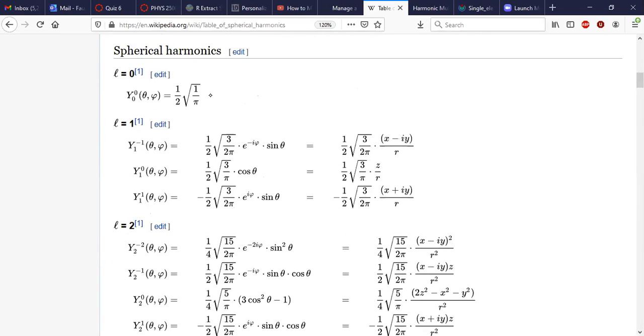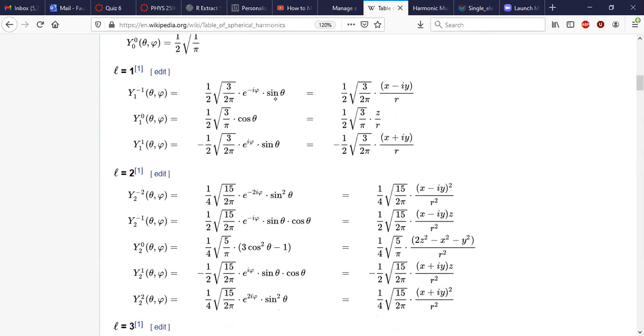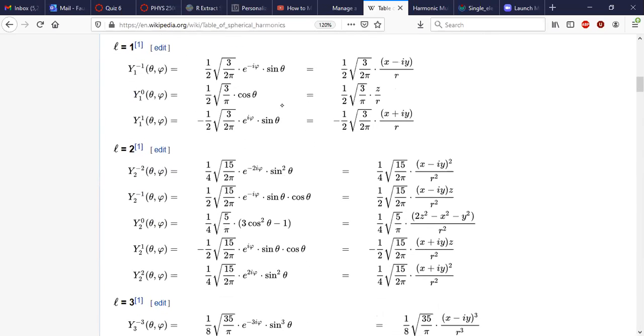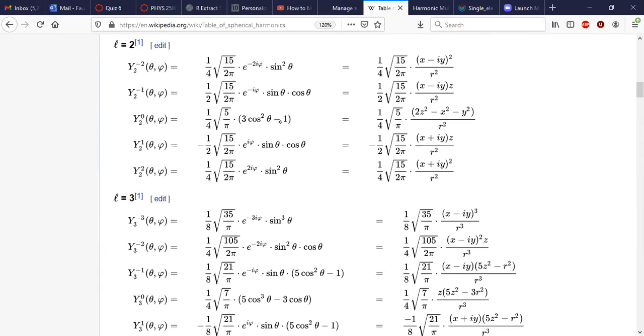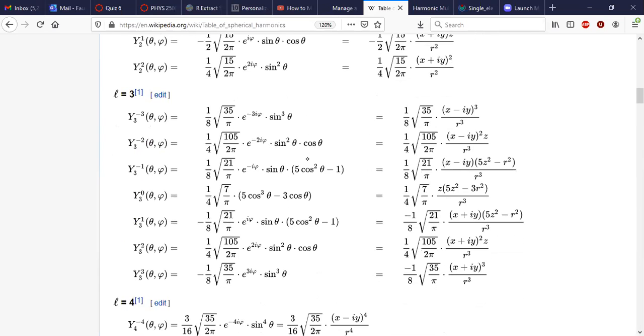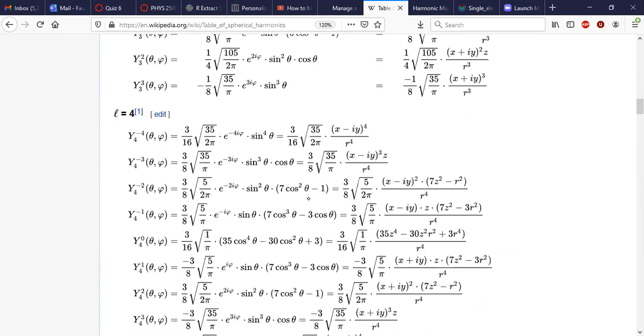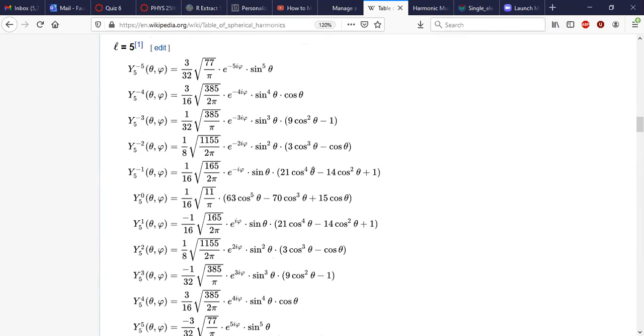What you should see is that this has sines and cosines. The L equals 0 has sines and cosines to the 0th power. L equals 1 has sines and cosines to the 1st power. L equals 2 has sines and cosines collectively to the 2nd power. L equals 3, 3rd power. And you can see how these things get a little bit intense.